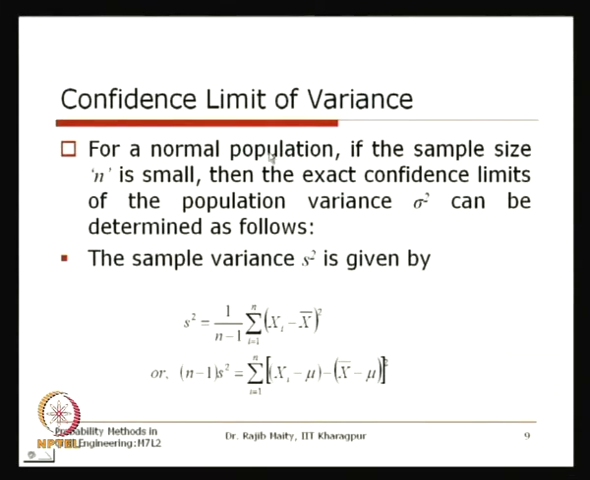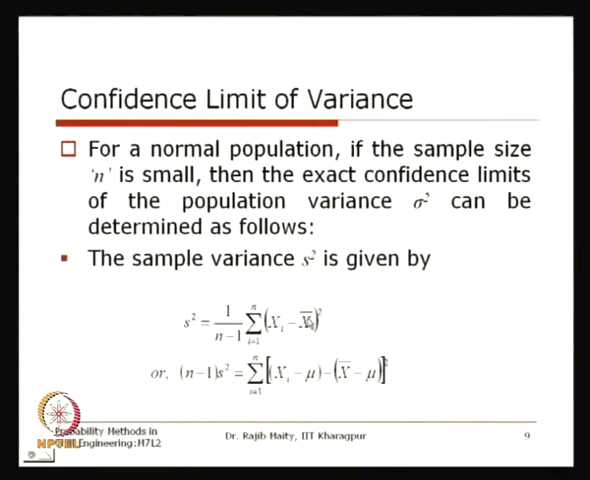For a normal population, this is the background assumption: if the sample size n is small, then the exact confidence limit of the population variance sigma square can be determined as follows. The sample variance S square is the estimator that we discussed last class, that is S square is equal to 1 by n minus 1 summation i equals 1 to n, xi minus x bar whole square.